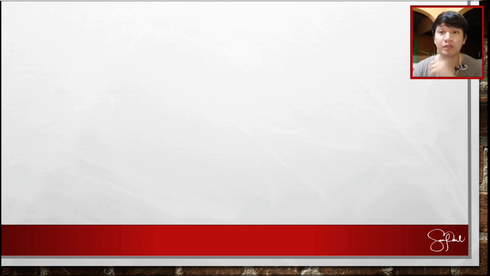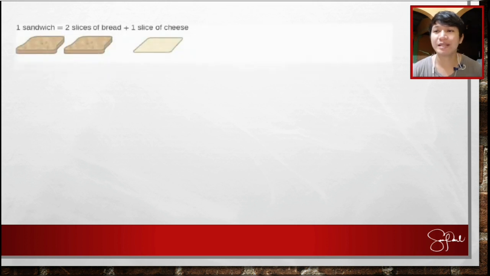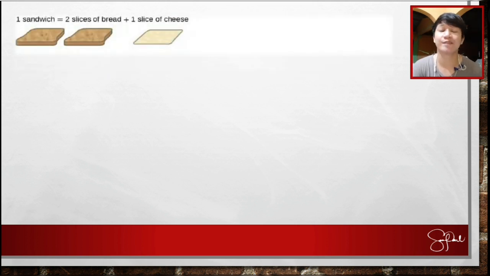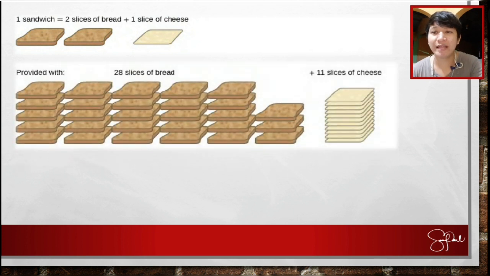Let us have this example or this analogy. For example, in making a sandwich, we need 2 slices of bread and a slice of cheese, and that makes a sandwich. So we have a ratio of 2:1, or 2 slices of bread is to 1 slice of cheese. Let us say that we have 28 slices of bread and 11 slices of cheese. Given these ingredients, how many sandwiches can we make out of these ingredients?